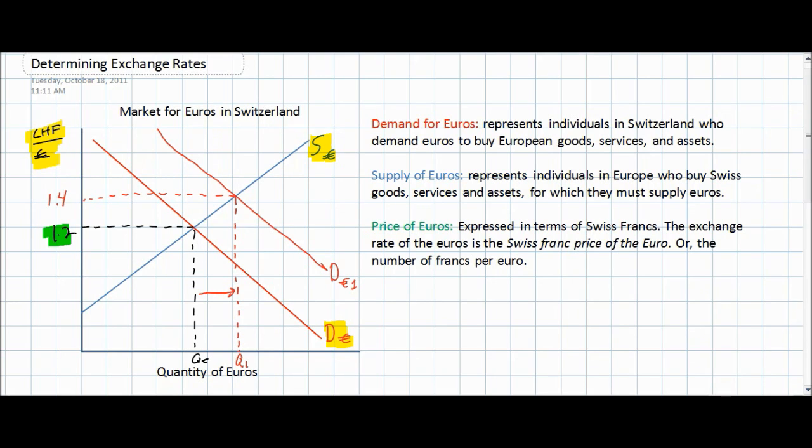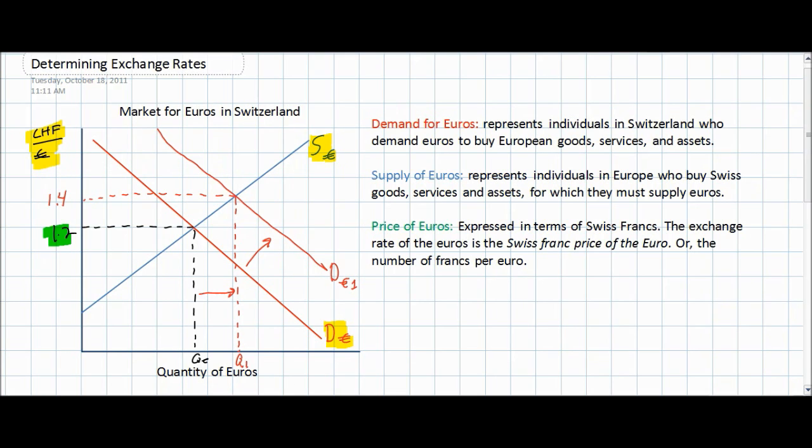Let's go ahead and identify a couple of other factors that can cause the demand for euros to increase. What if inflation in Switzerland were higher than it was in neighboring European countries? If the price level of goods and services in Switzerland were to rise, whereas those in other European countries are remaining steady, Swiss households would be expected to demand more European goods since they appear relatively cheaper. Therefore, higher inflation rates in Switzerland can cause demand for euros to increase.